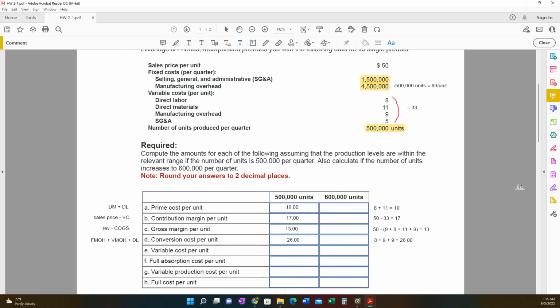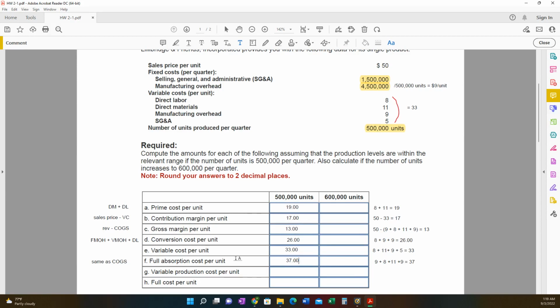Next is variable cost per unit, and that's just all of the variable costs, no fixed cost. So we're going to add $8 of direct labor plus $11 of direct materials plus $9 of variable manufacturing overhead, $5 for variable SG&A, for a total of $33. Full absorption cost, we talked about this earlier on page 60. Full absorption cost is the same as cost of goods sold, which we calculated on part C. So that's the part in the parentheses, which is 9 plus 8 plus 11 plus 9, which is $37.